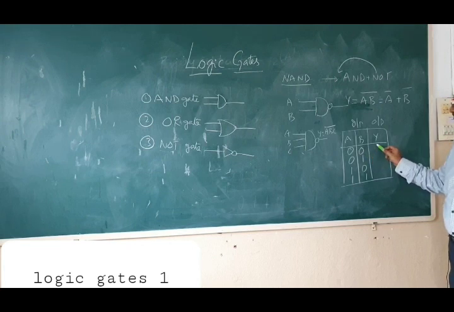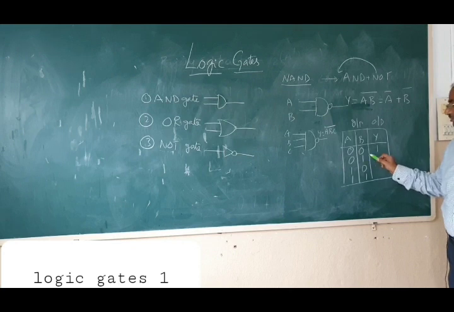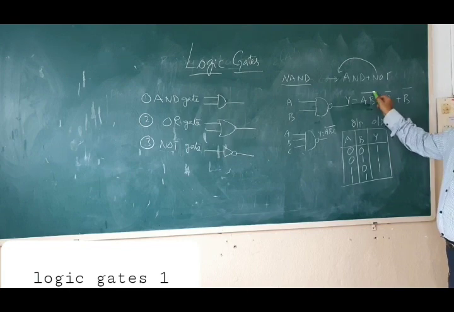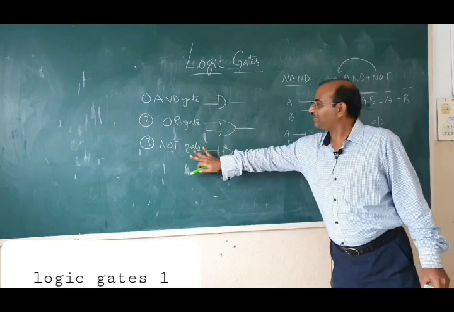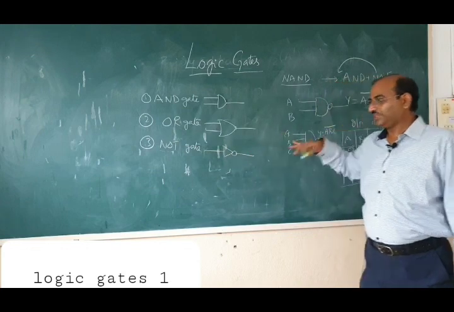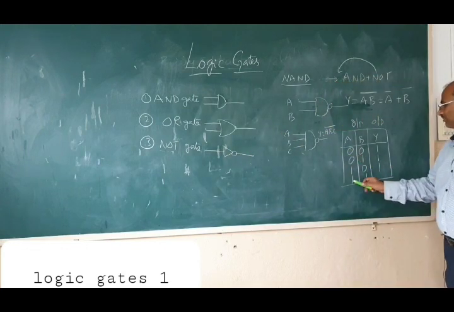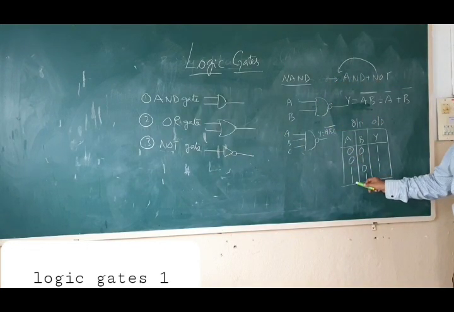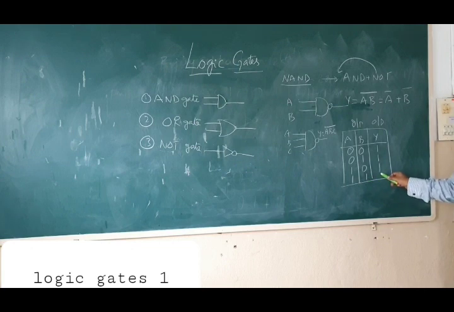0, 0 is 0, 0 bar is 1. 0 and 1 is 0, bar is 1. 1 and 0 is 0, bar is 1. So the output is just complemented. NOT gate means whatever input you give, the output will be reversed. That's all. 1 and 1 is 1, and now you will get 0. This is the NAND logic.